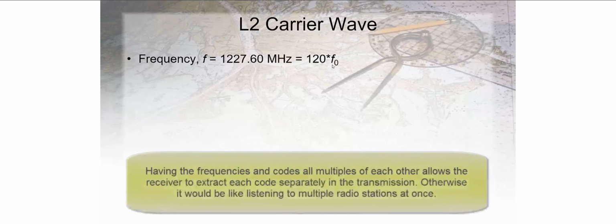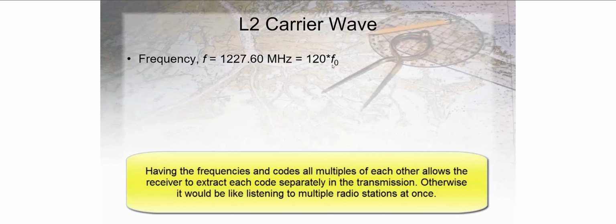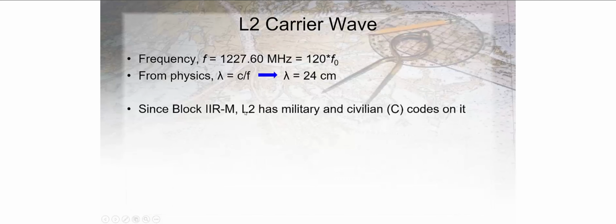The L2 frequency is 120 times the fundamental frequency of the atomic clock. And this is important that they're all based on this fundamental frequency of the atomic clock. In fact, that's how the system works. That's the important key point of this whole system. That means, therefore, the wavelength is about 24 centimeters.